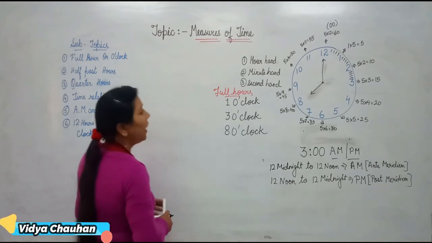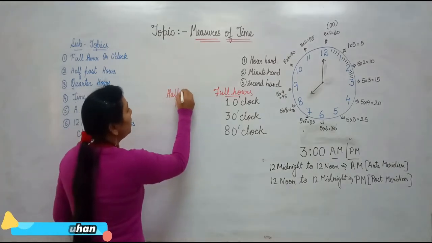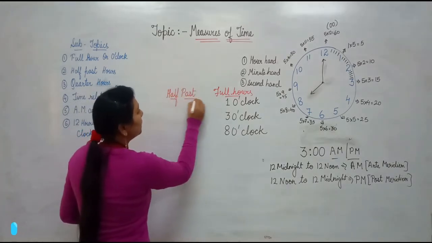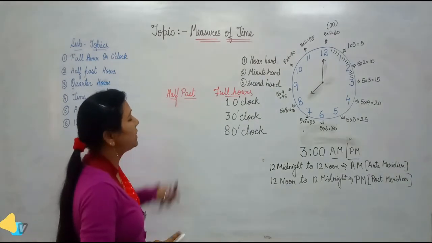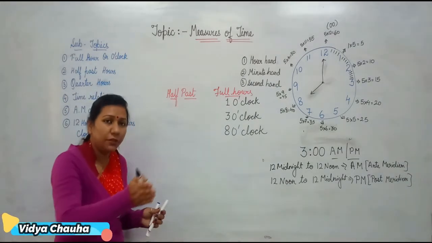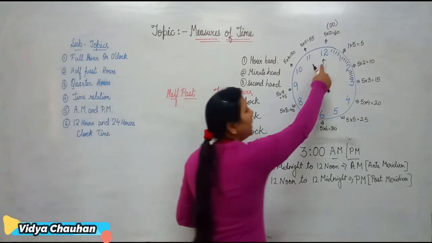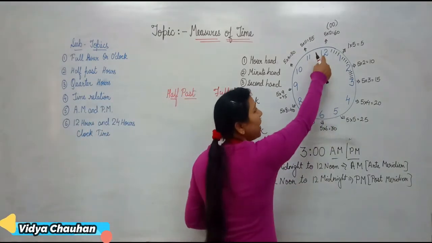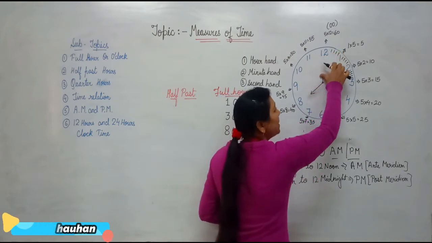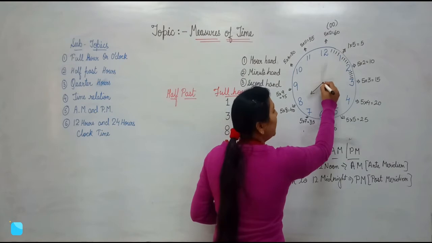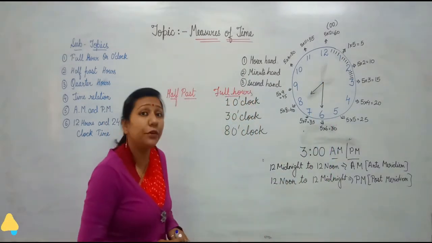Now after this full hour clock, we have half past. Now what is half past? Half past, the word itself is explaining its meaning. Half means half the way done, past means complete. When the minute hand will cover the half distance. So what is the half distance from 12? The opposite to 12 is 6. That means when our minute hand is at 6, then we call the time as half past.